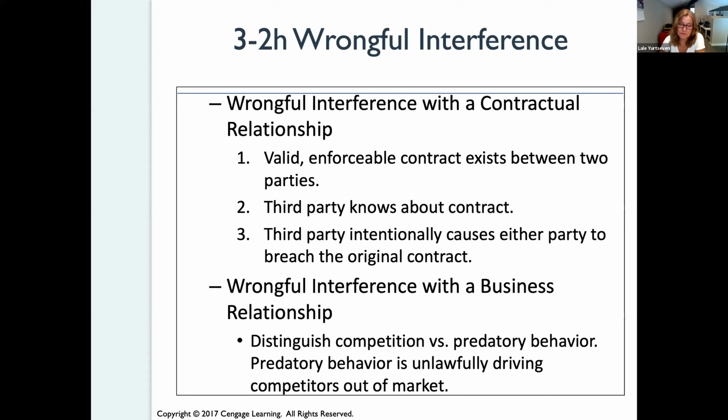It's similar if you do wrongful interference with a business relationship. Now, a business relationship is not necessarily when there's a contract, but there's a relationship between customers and a company, right? If you conduct predatory behavior to drive customers from one business to your own, or to drive the competitors out of the market altogether, that would be wrongful interference with a business relationship between the business and its customers. Any questions about wrongful interference?